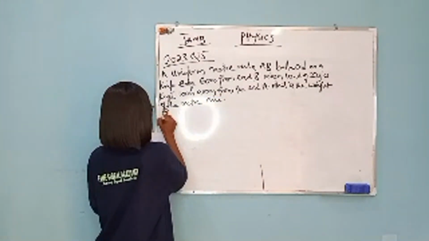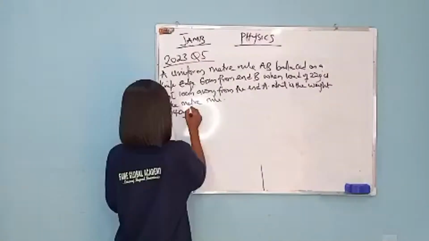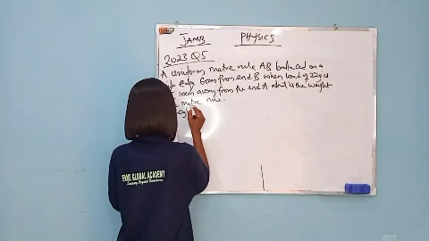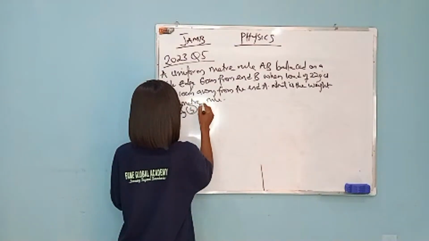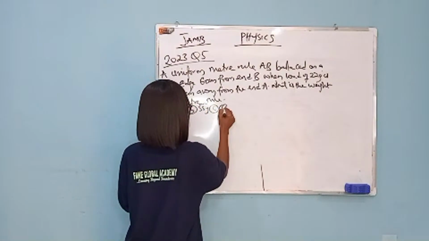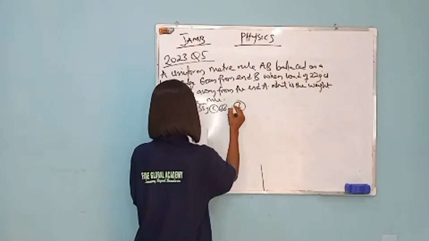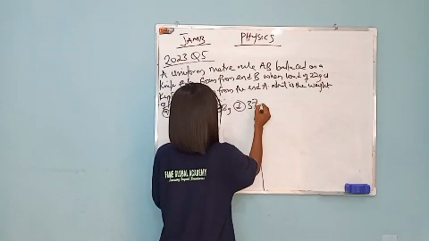Option A, 40 grams. Option B, 55 grams. Option C, 66 grams. Option D, 37 grams.